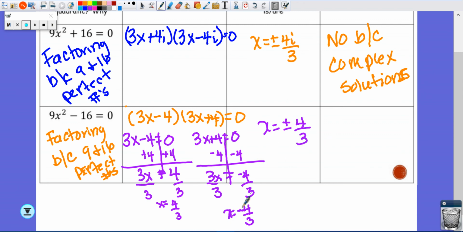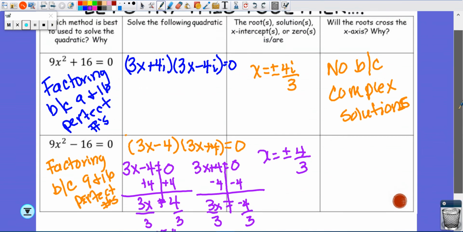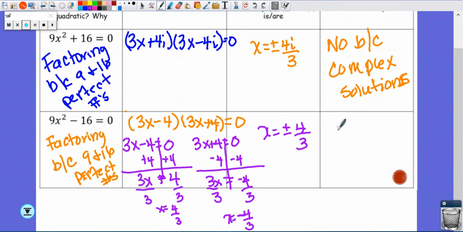And you can write it as 2 separate answers if you want to. And then you go here. Will these roots cross the x-axis and why? Yes, because they are real roots. No i in this one.